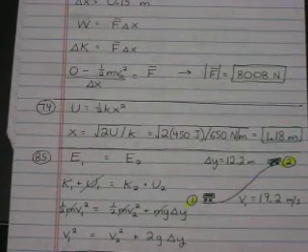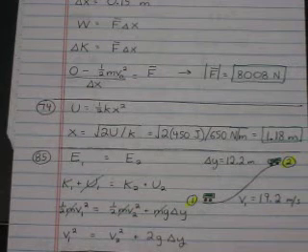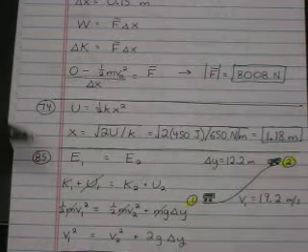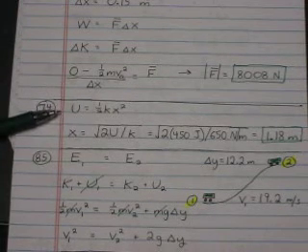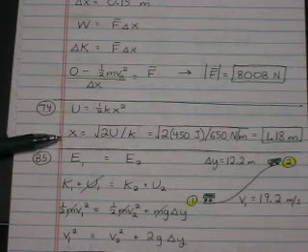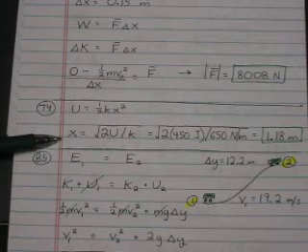Number 74 asks, how far must you compress a spring in order to store so much energy? So here's the formula. Potential energy is 1/2 kx squared. Let's solve for x. X then becomes the square root of 2U divided by k, and you get 1.18 meters.